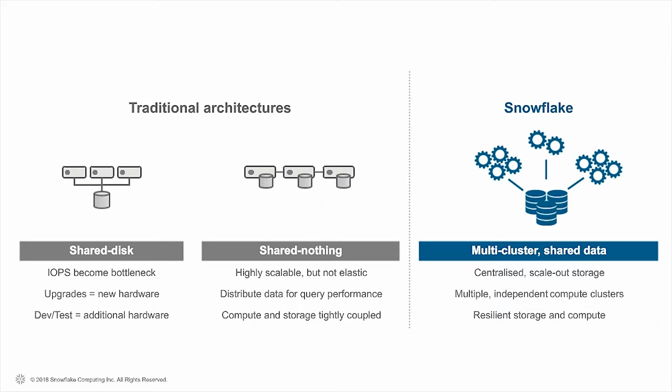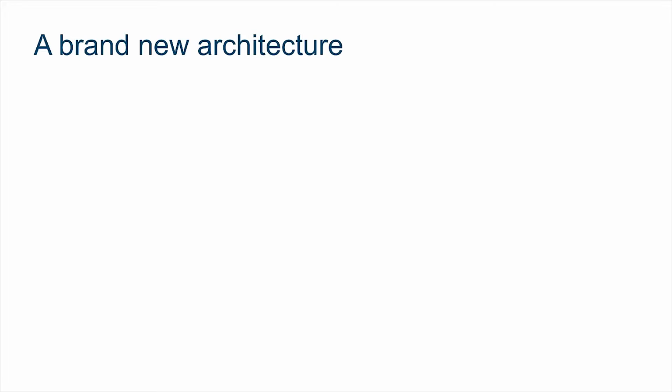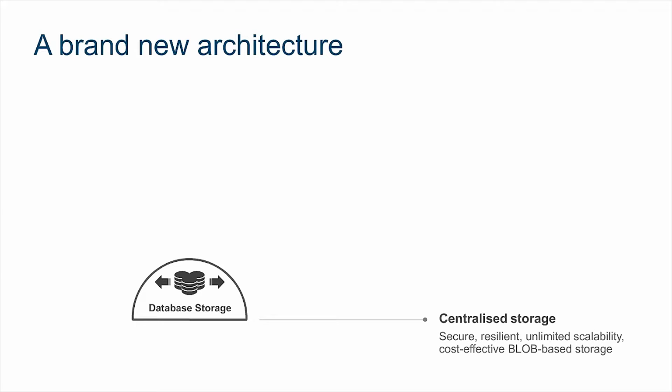So our architecture really has three layers. We have this centralized storage model, and for that we're just using low-cost blob storage that you would find in a cloud stack. In AWS, this is S3. In Azure, this is Azure blob storage. As we load the data into this layer, we automatically compress it, we automatically optimize it for querying, we encrypt it, we replicate it across multiple availability zones. Again, all of these things are things that you don't need to do.